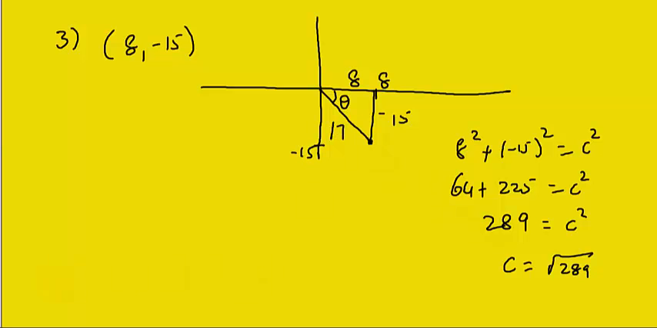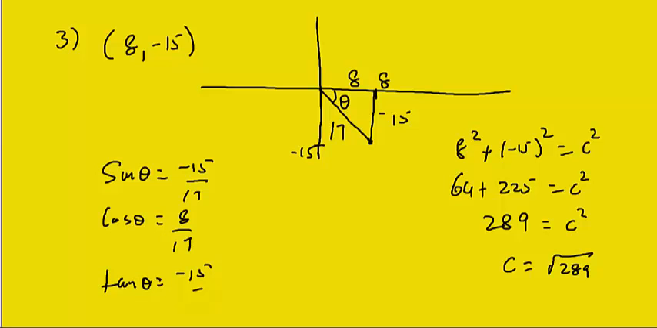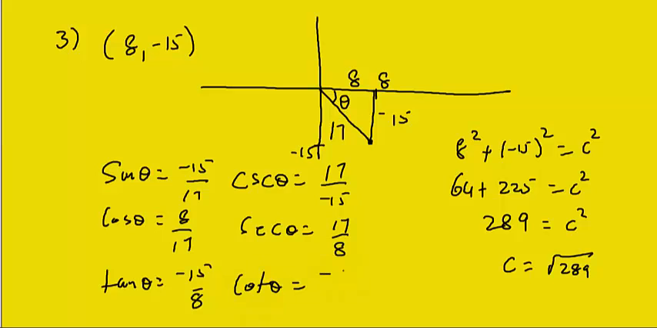17. Once I have that, what's my sine of theta? Opposite, which is negative 15, over hypotenuse, which is 17. What's cosine of theta? Adjacent over hypotenuse. Tangent of theta is opposite over adjacent. Cosecant of theta is 17 over negative 15. Secant of theta is 17 over 8. And cotangent of theta is negative 8 over 15.